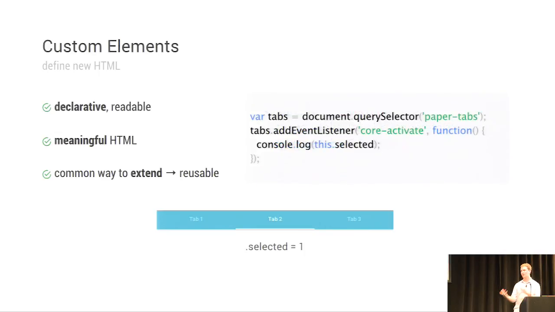And in addition to the declarative nature, you can also get all the imperative goodness. So you can query select for your custom element, just like you would any native HTML element. And then you can put event listeners on it, just like you would any native HTML element. So it's all the goodness of your HTML element plus whatever you might want to add to its behavior.